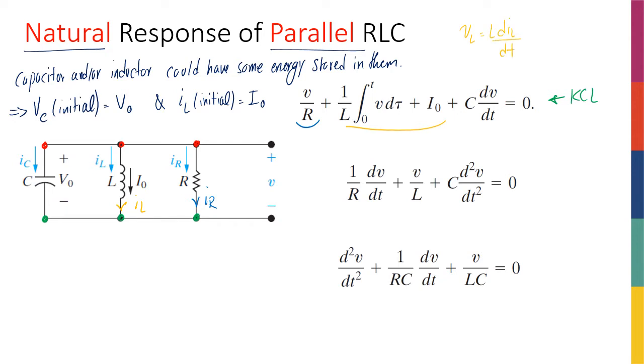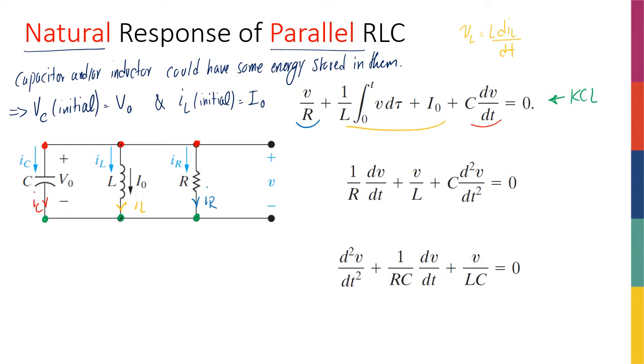This is by definition. So IL is going to be the integration of the voltage plus the initial current flowing through the inductor that we defined before, right? And the last one is the current of the capacitor, which is C dV over dt, right? Since I've defined all of them leaving the node indicated in red, the sum of them is going to be 0.